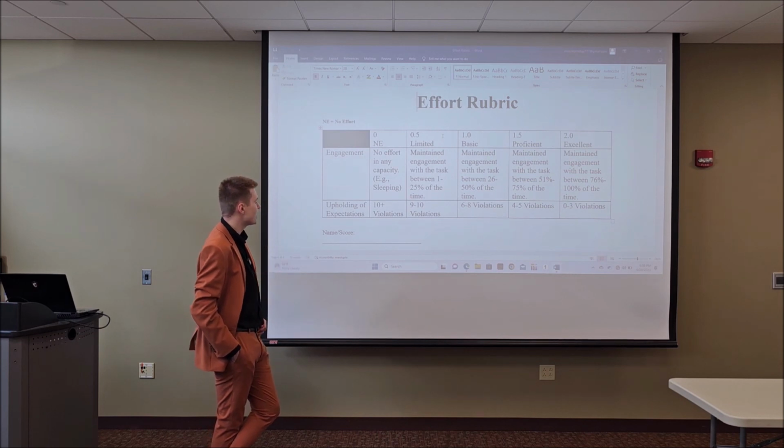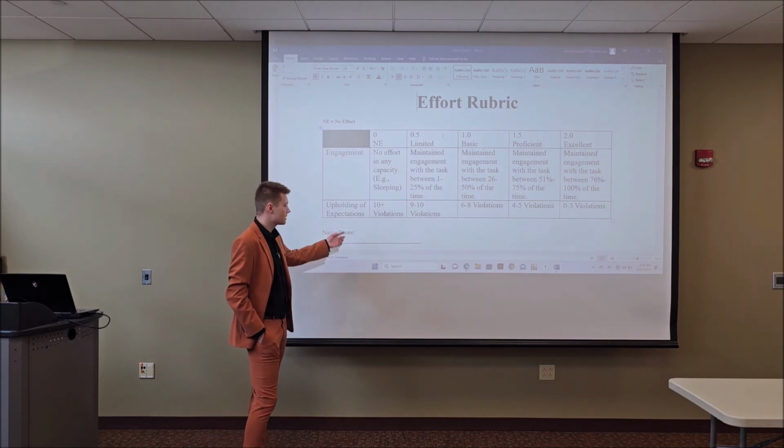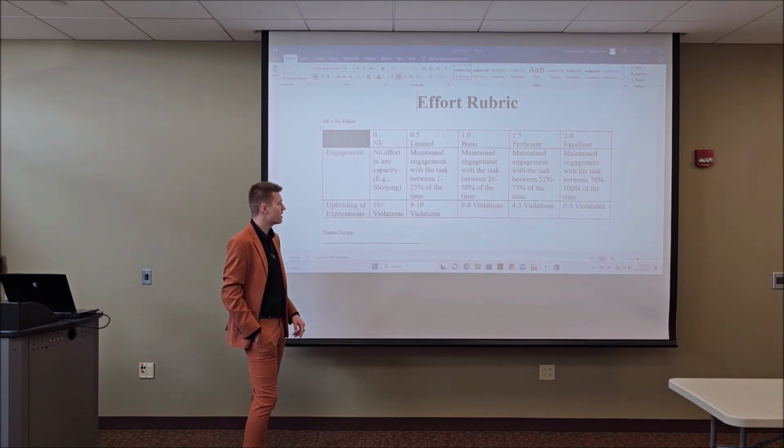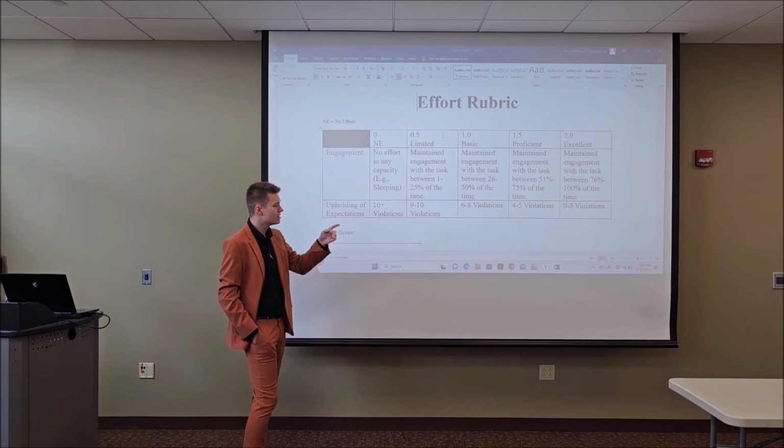Then you got upholding of expectations, right? So your classroom rules, right? Expectations, 10 plus violations, 0. 9 to 10 violations, 0.5. Basic, 6 to 8 violations. Proficient, 4 to 5 violations. Excellent, 0 to 3 violations.